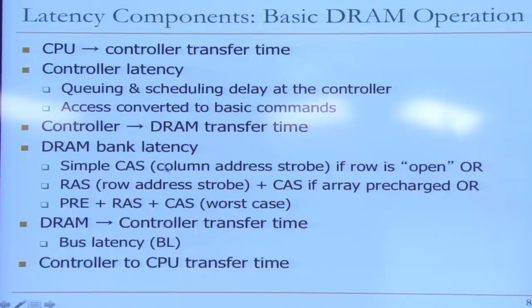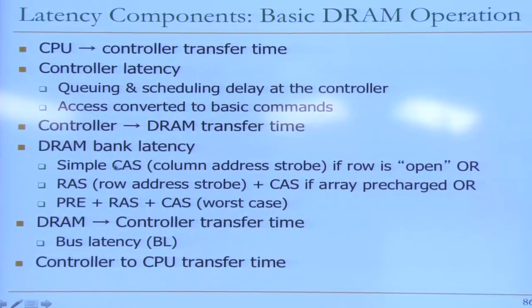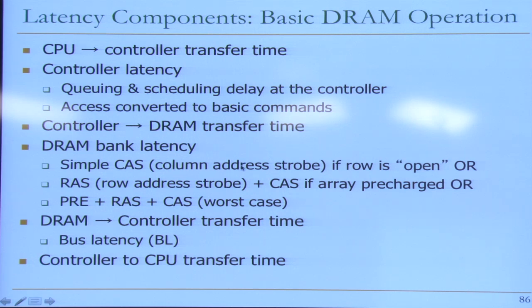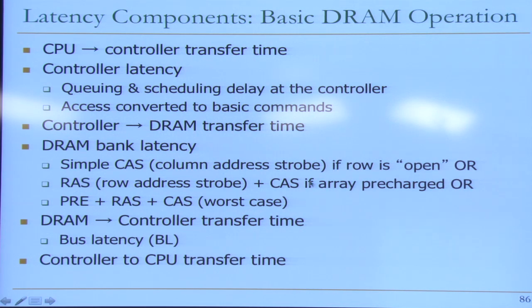And I'm giving you these different names. Basically, DRAM actually uses different kind of names, unfortunately. If the row is open, then you just send a column address strobe. You just send the column address, basically. It's called CAS in DRAM terminology. If the row is closed, but the array is pre-charged, you just need to send an activate command, which is the row address strobe, basically the row address, plus after that the column address.